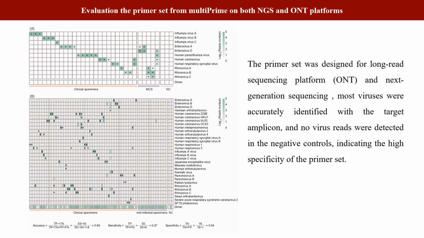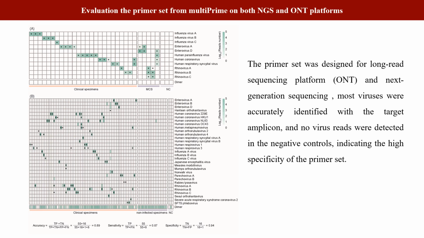All viruses were accurately identified with the target amplicon, and no virus reads were detected in the negative controls, indicating the high specificity of the primer set. To further confirm the accuracy and effectiveness of the primer set designed by multiPrime, we designed a larger set of primers targeting 30 viruses, ensuring that 3' end mismatches were avoided.